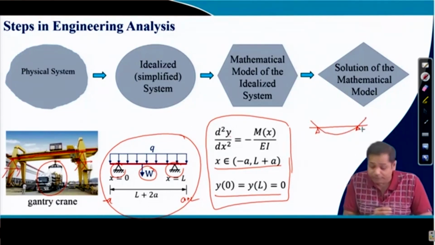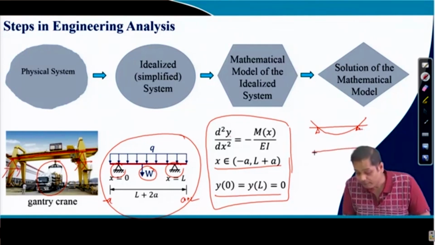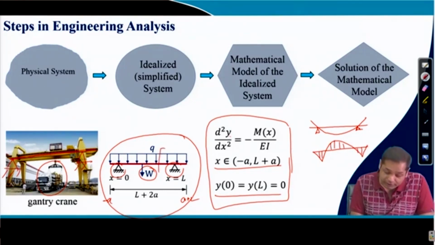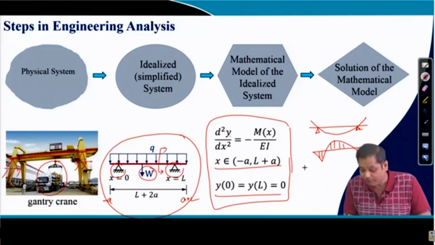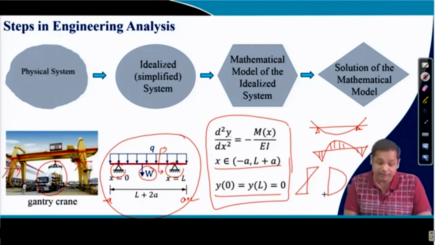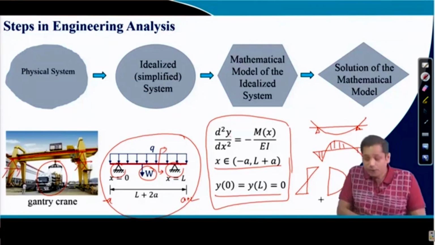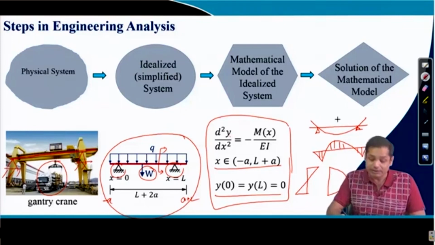Okay, then you may get the bending moment diagram. The bending moment diagram of the beam may be like this. If you take any cross section in the beam, you will get bending stress and shear stresses on the cross section. If the cross section is rectangular, then the shear stress distribution will be like this. So these are the solution of this system.